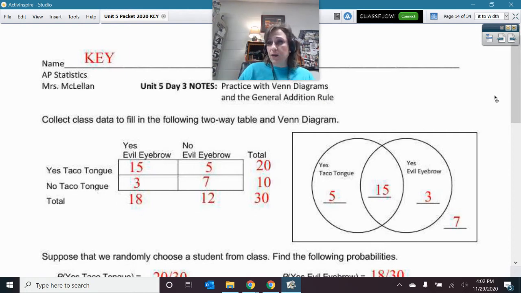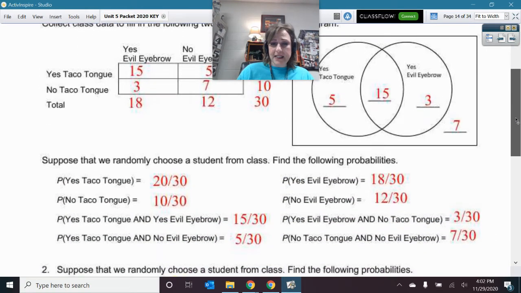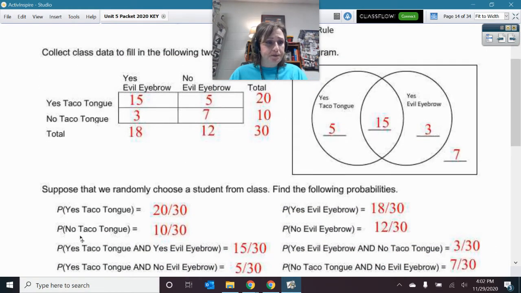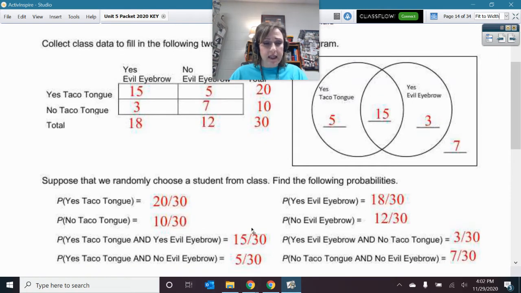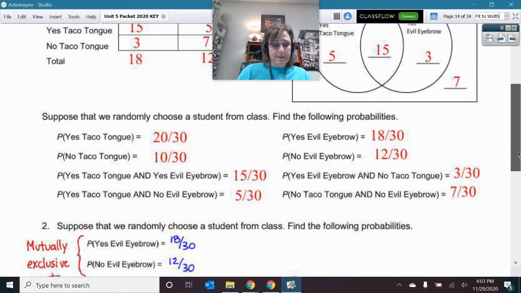All right, so then let's see if you can answer some of those basic questions down here below. Yes, taco tongue. So that's our 20 out of 30, and so on. I'm going to let you take a look at that, and I think then that you can do those. They were all out of 30. They were just asking out of the total. They were not conditional probability.